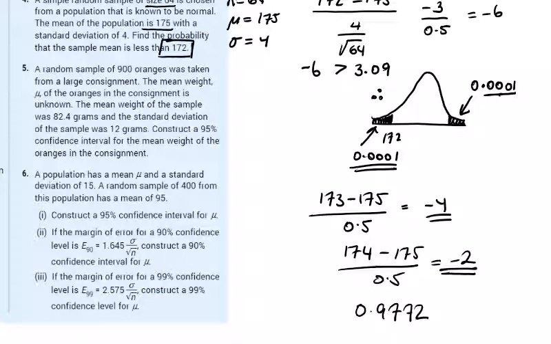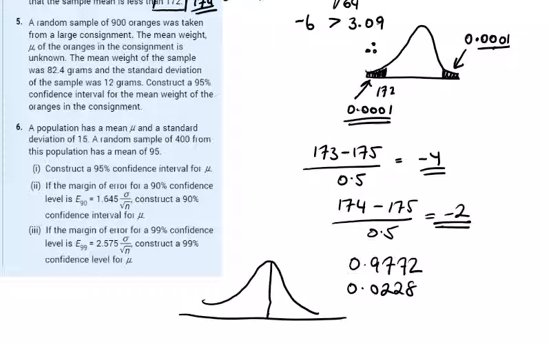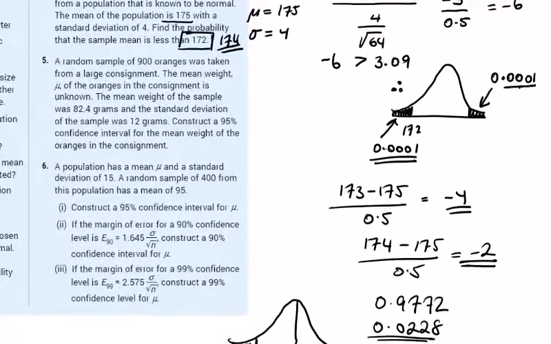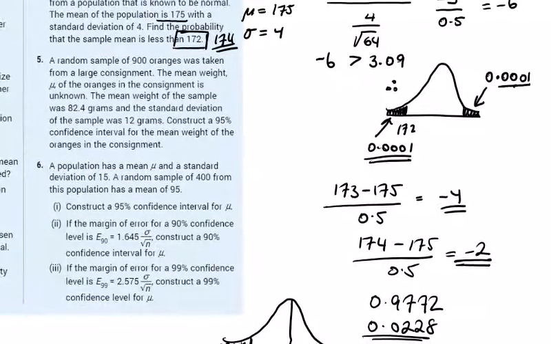The Z tables give 0.9772. So if the question was 174 instead of 172, and I think the answer in the book is based on 174, we're going to get 0.0228, because we're on the left hand side of the average here. Over here at 174, if 175 is the average, in the tail less than 174 is 2.28%. Less than 172, we can see it's a tiny amount.